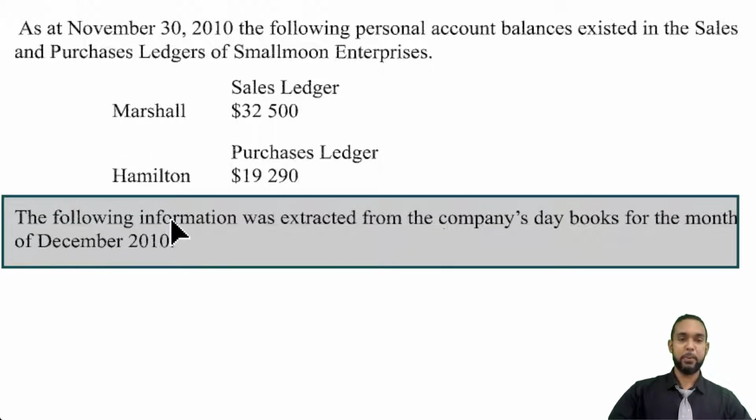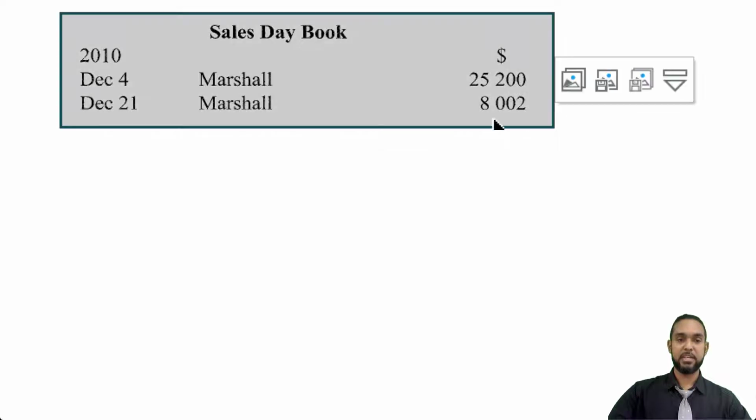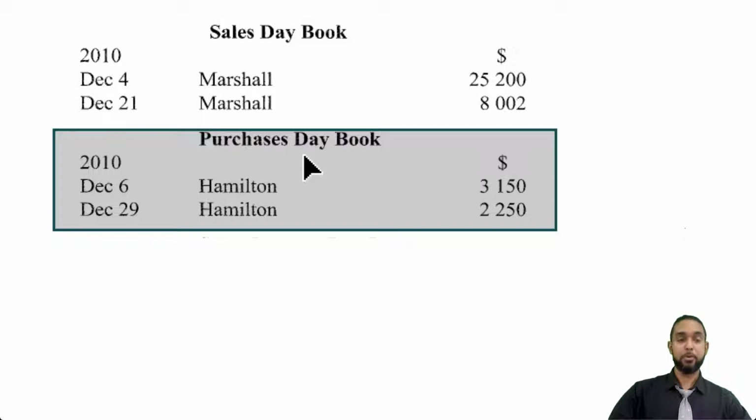Now, what else does it go on to say? It says that the following information was extracted from the company's day books, the journals, for the month of December 2010. First up, we have the sales daybook or sales journal. The sales journal records only credit sales of stock. So we're seeing two credit sales, both to Marshall, $25,200 and $8,002. Next up, we have the purchases daybook. The purchases daybook or purchases journal records only credit purchases of stock, no other asset. So on the 6th and the 29th, we have purchases only from Hamilton, $3,150 and $2,250.